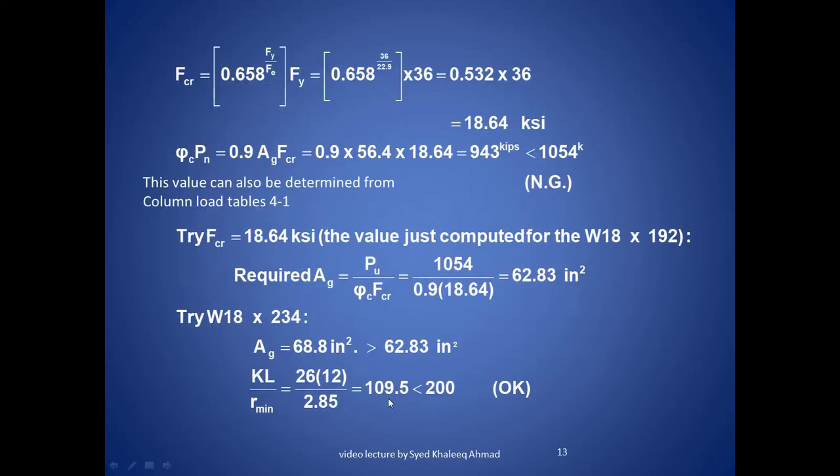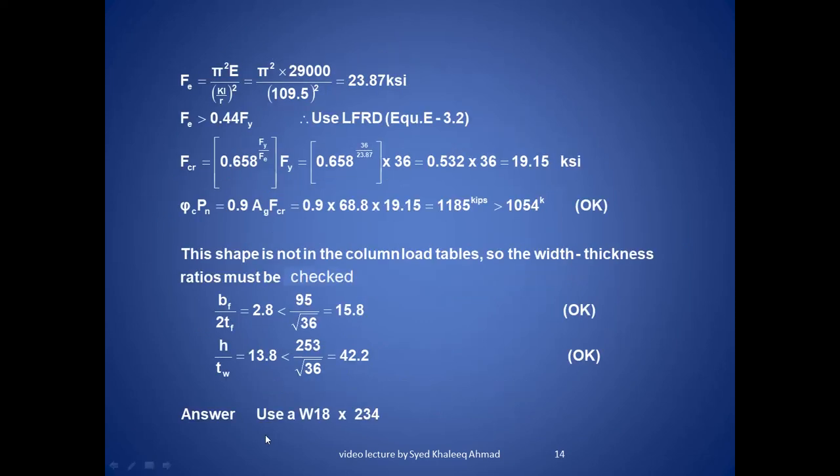Once we check this slenderness ratio is okay, then we go to the next step to find the Fcr value by using equation 3.2. Same procedure will be repeated as in the previous step. We will calculate Fe, pi square E over KL by r square. That gives you Fe equal to 23.87. Then we again find that this value of Fe is greater than 0.44 Fy. Therefore, we will use equation 3.2, and Fcr will be calculated based on this equation, and this gives you a value of 19.15 ksi.